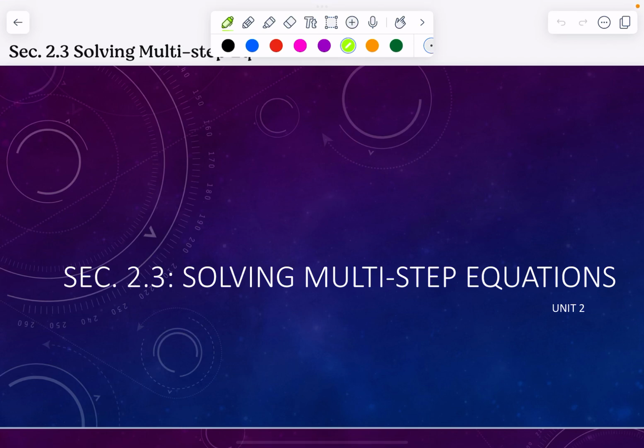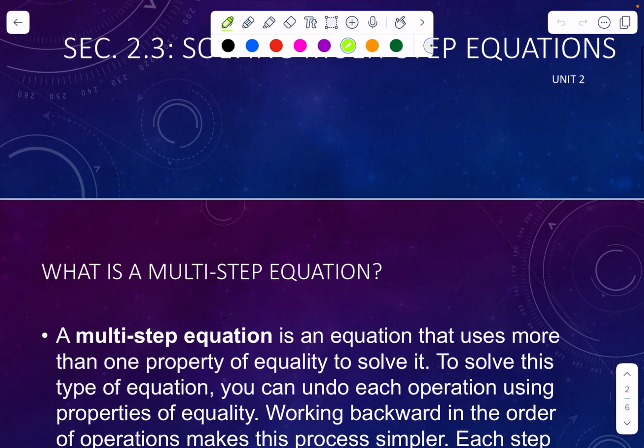All right, here we are in chapter 2, still working on equations. Today we're going to move up from one-step equations to solving multi-step equations. We're going to focus more on a two-step, and then we'll slowly add a little bit more in. Okay, so let's start off.